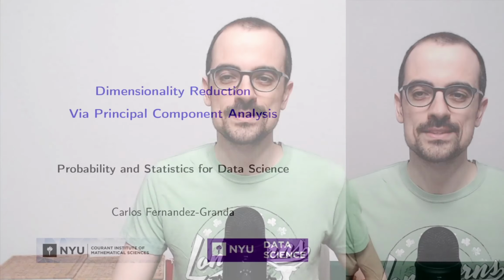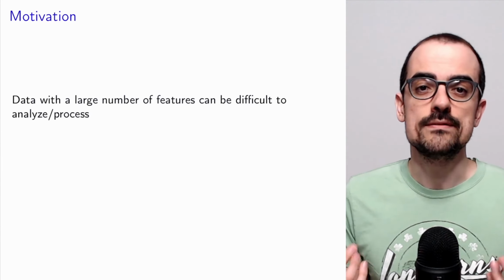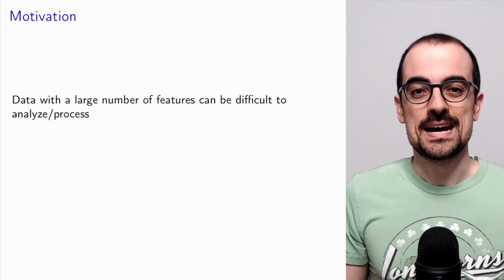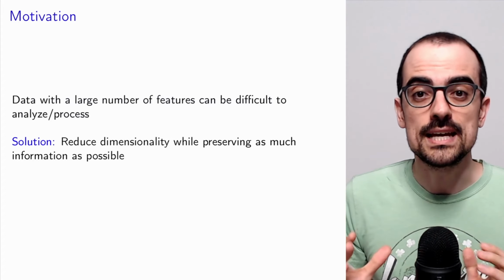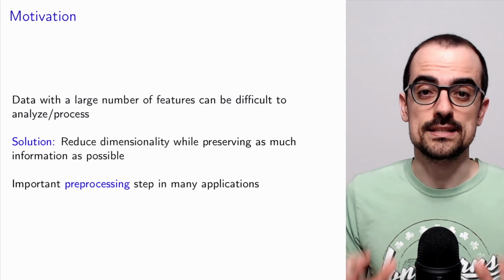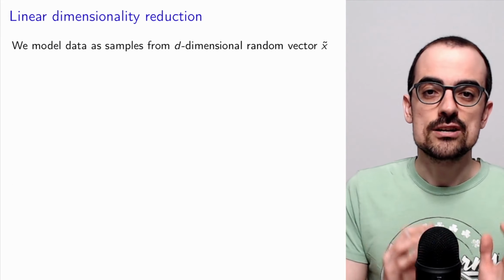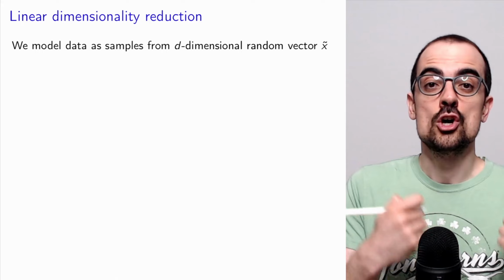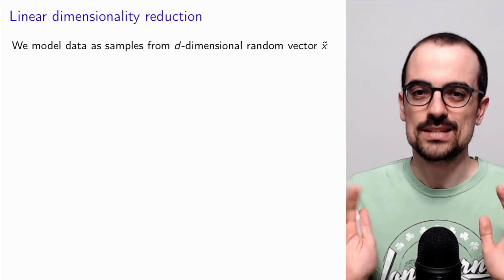Let's get to it. We're going to talk about dimensionality reduction via principal component analysis, and our main motivation is that data with a large number of features can be difficult to analyze and process. A possible solution is to apply dimensionality reduction techniques that reduce the dimensionality of the data while preserving as much information as possible. This is a very important pre-processing step in many applications. Today we're going to discuss linear dimensionality reduction, where we perform the dimensionality reduction by taking the inner product of each data point with a predetermined basis of vectors. Let's see what I mean by this.